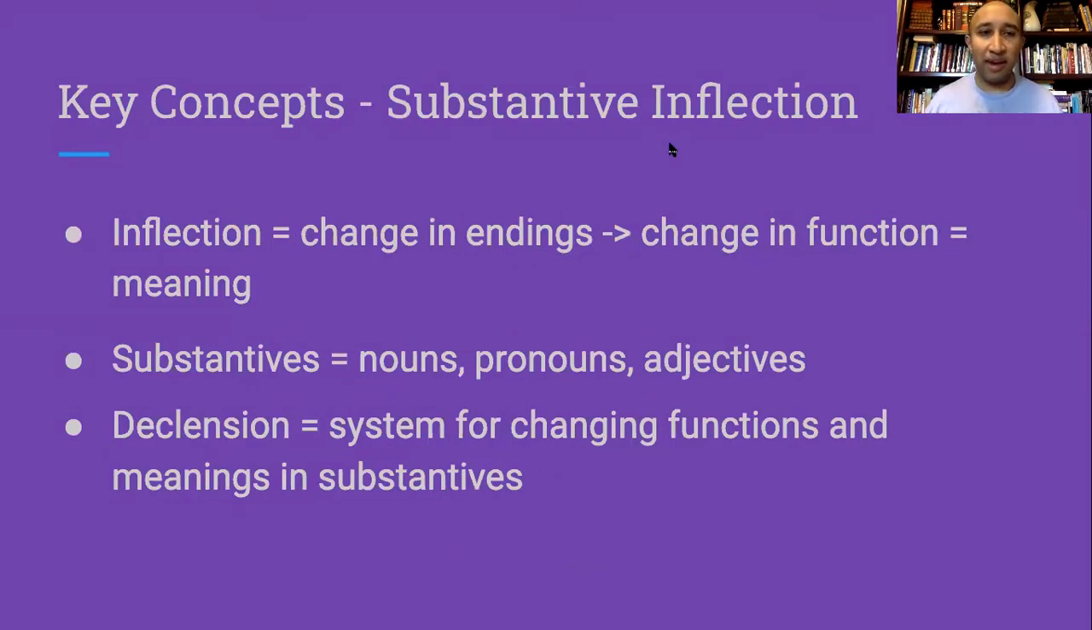So we saw this key idea. Inflection means that when we change the endings of words in Latin, they change in function, and that creates their meaning. Okay, and we're looking at these in nouns, pronouns, and adjectives. Okay, one key term that we're going to have to work with is the term declension. Okay, so declension refers to a system of rules that we have for changing the functions and meanings in substantives. Okay, so we decline nouns, adjectives, and pronouns, and their rules for changing are defined by their declension.